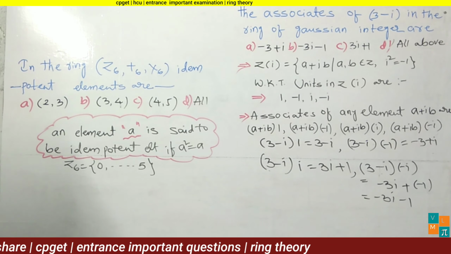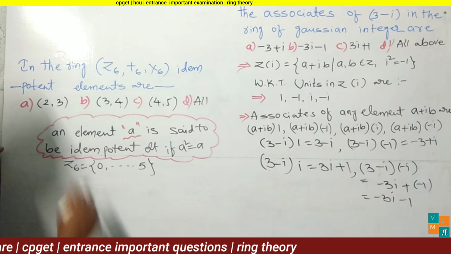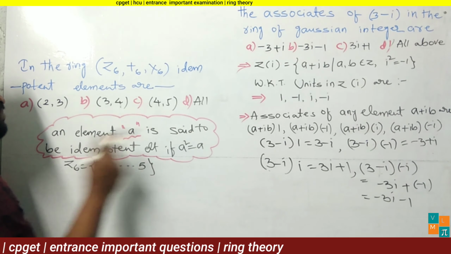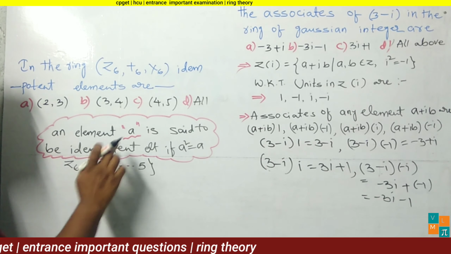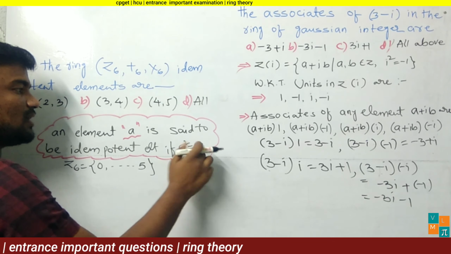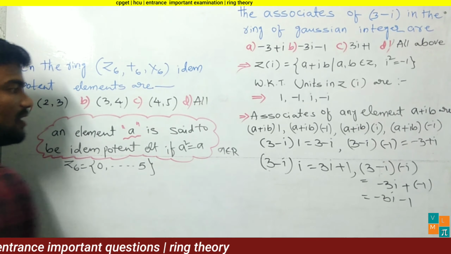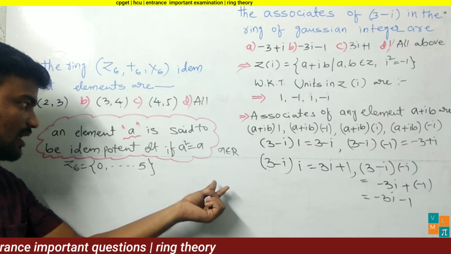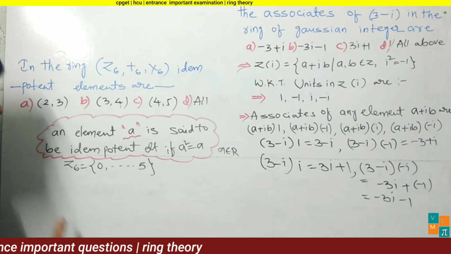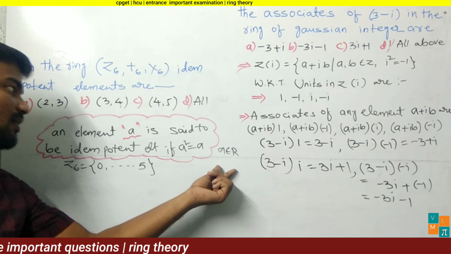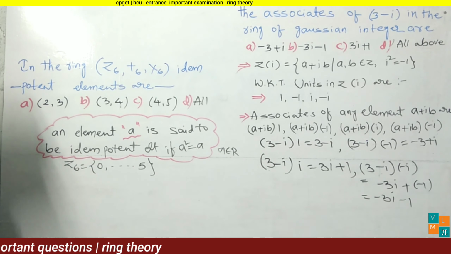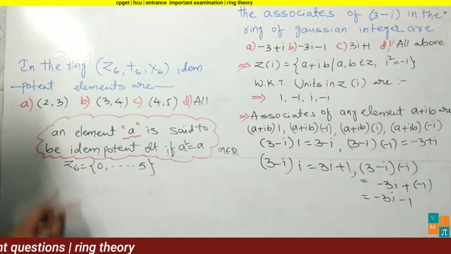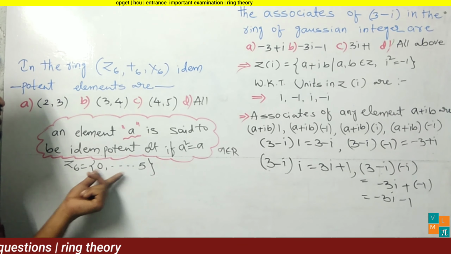Now see the definition of idempotent elements. An element a is said to be an idempotent element if a square equals a, where a belongs to the ring R. If a square equals a, then a is an idempotent element of ring R. Now see here, Z6 equals 0 to 5.